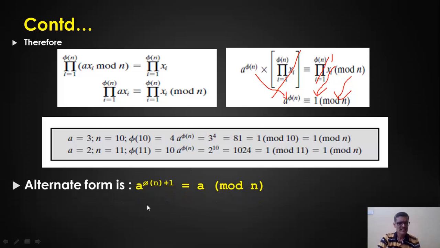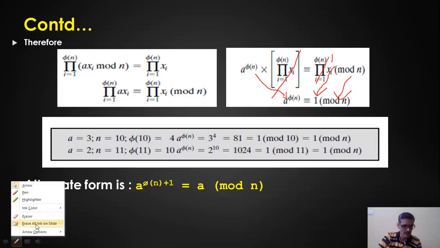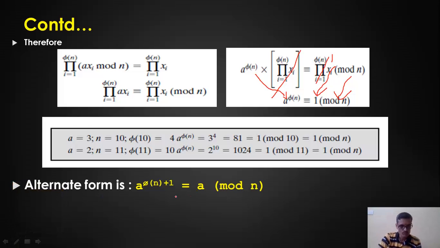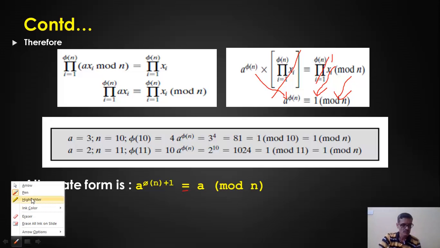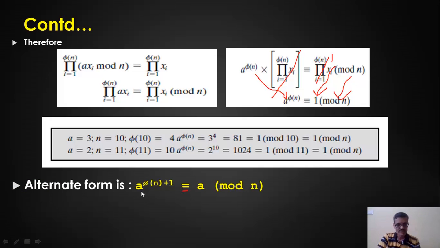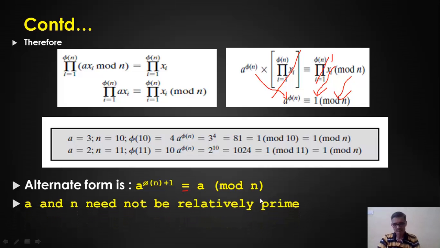Okay, and this is another way of representing Euler's theorem. That is, a to the power phi of n plus 1 is congruent to a mod n. It's not an equal operator, it's a congruent operator, so I have to put one more line here. This is a congruent operator. So this is another way of saying that a to the power phi of n plus 1 is congruent to a mod n, where a and n need not necessarily be relatively prime. This is a generalized version of Fermat's theorem.